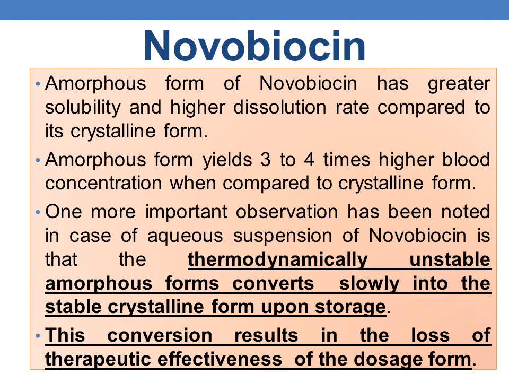One more important observation has been noted in the case of aqueous suspension of novobiocin. The thermodynamically unstable amorphous form converts slowly into the stable crystalline form upon storage. Whenever stored for a longer period of time, the amorphous form may tend to convert to the crystalline form, and this conversion results in the loss of therapeutic effectiveness of the dosage forms.